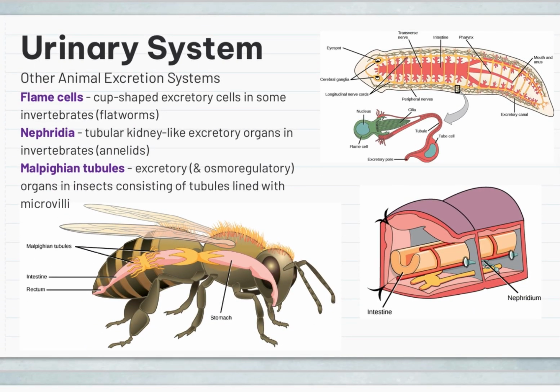Other animal excretion systems include flame cells, which are the cup-shaped excretory cells in some invertebrates like flatworms. Nephridia are the tubular kidney-like excretory organs in invertebrates like annelids. I'm just butchering all words today. Please excuse me. And then Malpighian tubules are the excretory and osmoregulatory organs in insects, consisting of tubules lined with microvilli.